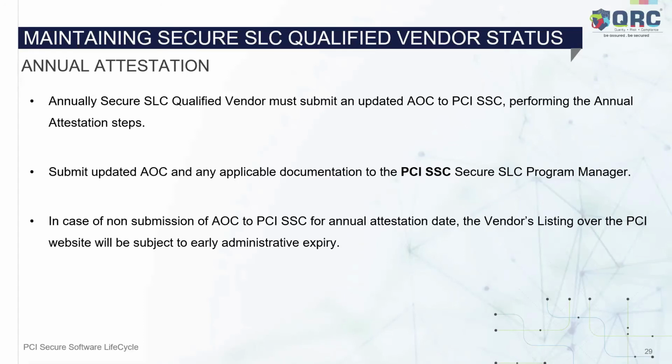Now, in case of non-submission of the AOC to PCI SSC for annual attestation of compliance, PCI SSC has the right to administratively expire the vendor listing from the council's website. For example, if a vendor, say company A, has failed to send the updated AOC after the annual period, PCI SSC has the right to administratively expire that listing early. So this is a very crucial point: all the vendors, after the certification is done, should submit the AOC to the PCI council. Otherwise, the council may administratively expire the listing of the vendor early.